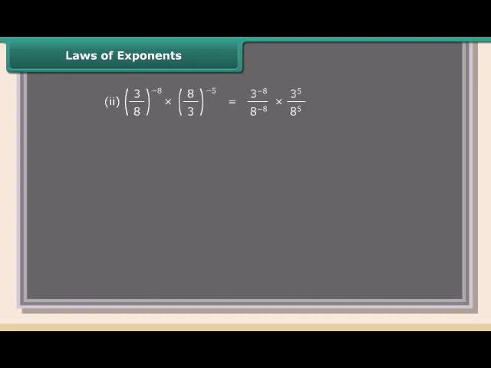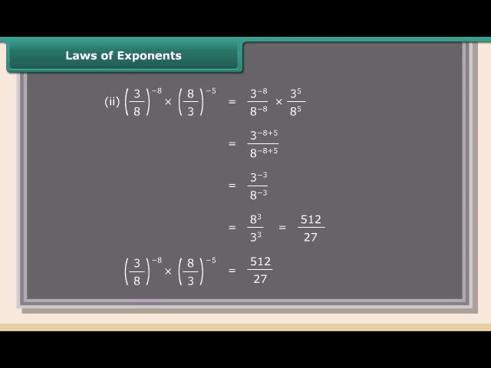(3/8)^(-8) into (8/3)^(-5) is equal to 3^(-8) upon 8^(-8) into 3^5 upon 8^5, which is equal to 3^(-8+5) upon 8^(-8+5), which is equal to 3^(-3) upon 8^(-3), which is equal to 8^3 upon 3^3, which is equal to 512 upon 27. So (3/8)^(-8) into (8/3)^(-5) is equal to 512 upon 27.